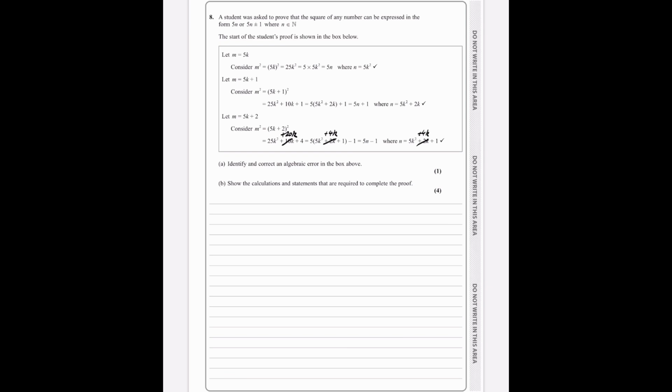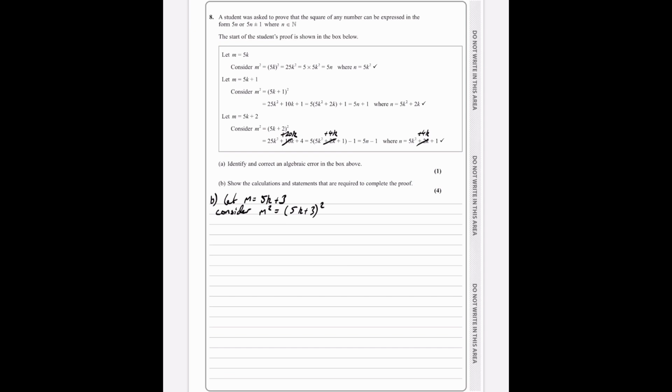Then to complete the proof, well, we need to cycle through all the possible values of m so that we've covered them all. We've already got 5k, 5k plus 1, and 5k plus 2, so we're going to need to consider 5k plus 3 and 5k plus 4. Once we get to 5k plus 5, we'll be doubling up on the cycle. So we only have a couple more to test.